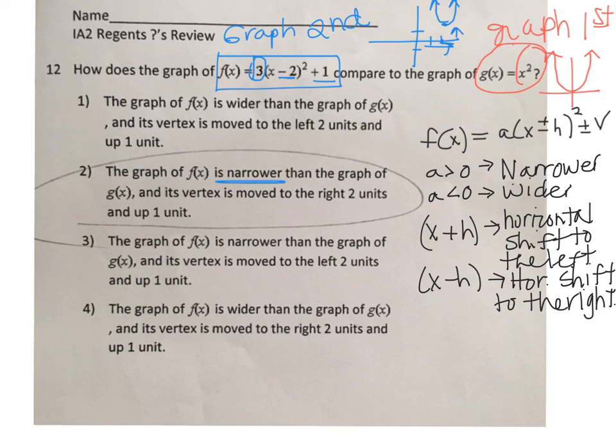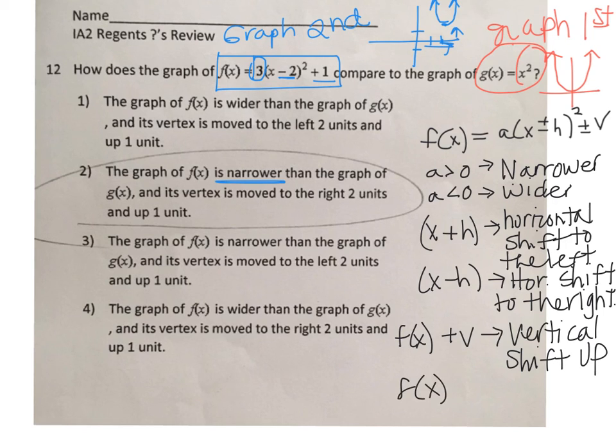And then, of course, when you have the whole function plus a number, that's a vertical shift up however many spots. And when it's minus a number, it's a vertical shift down. Whatever the number of spots that's given.